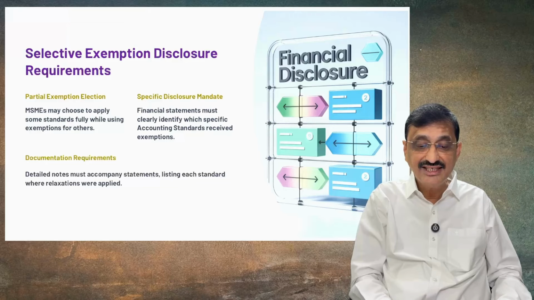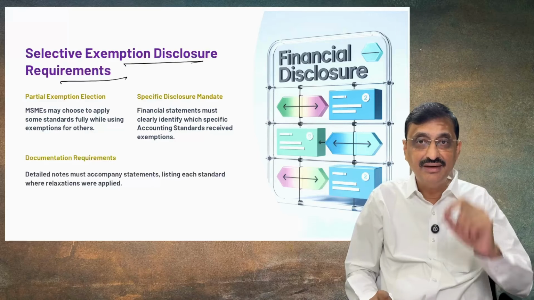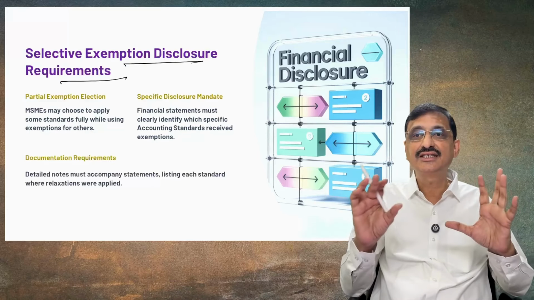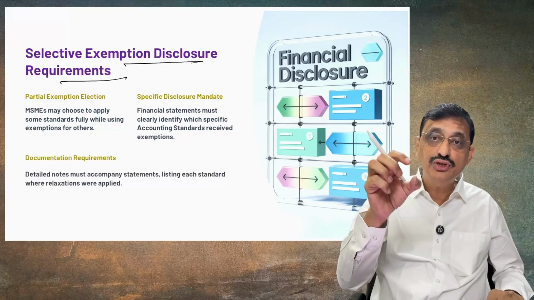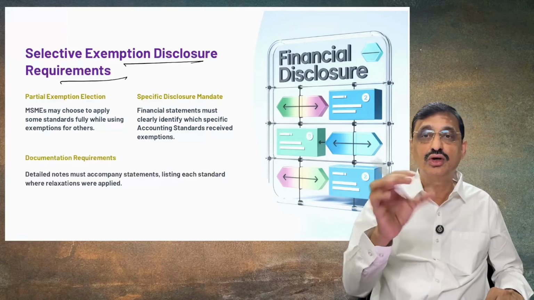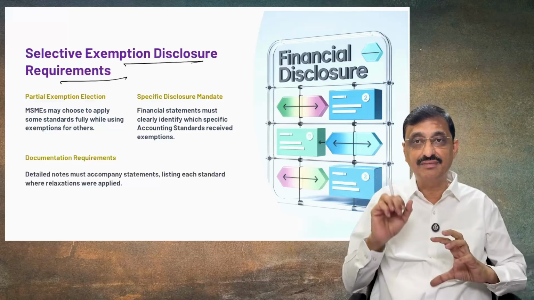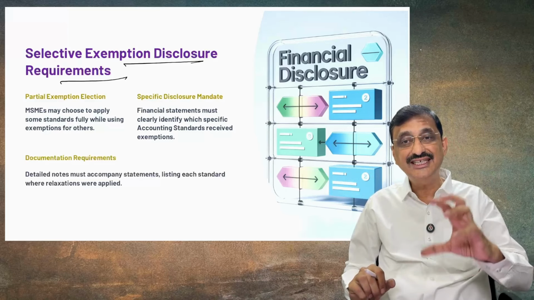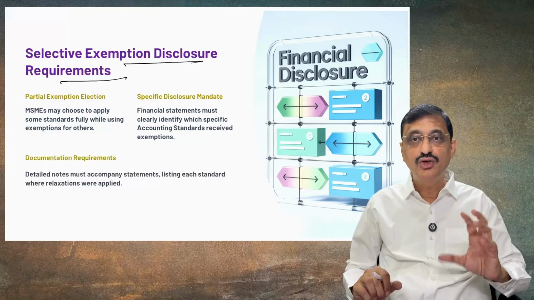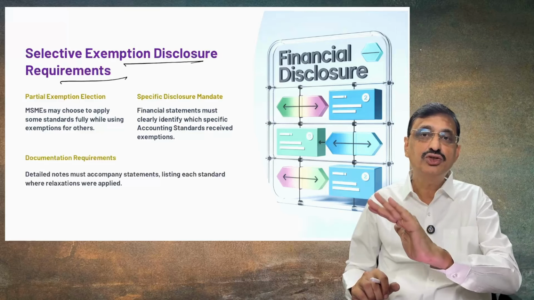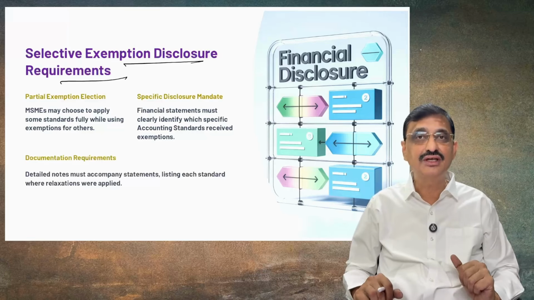Now, selective exemption and disclosure requirements means that if you happen to be an MSME, you will have certain relaxations and exemptions. You can choose what exemption to avail and what exemption not to avail. There may be certain relaxations in the disclosure requirements. You may choose certain disclosures to be complied with by you. You may choose certain other optional disclosures not to disclose in your financial statements in the notes on accounts.